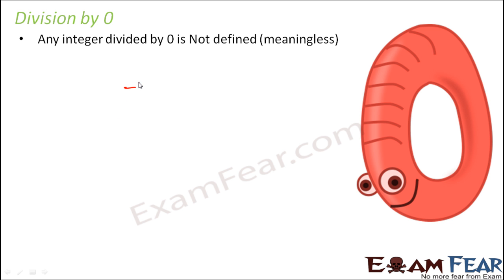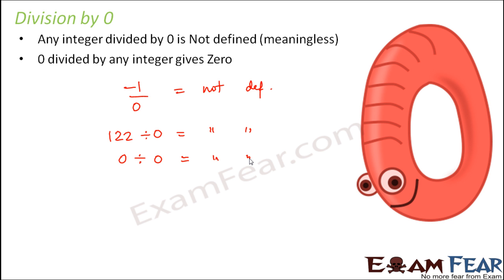Think of any integer, minus 1 divided by 0 is not defined. 122 divided by 0, that is also not defined. 0 divided by 0, that is also not defined. So anything divided by 0 is not defined.